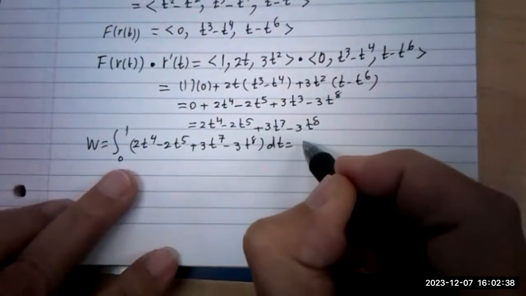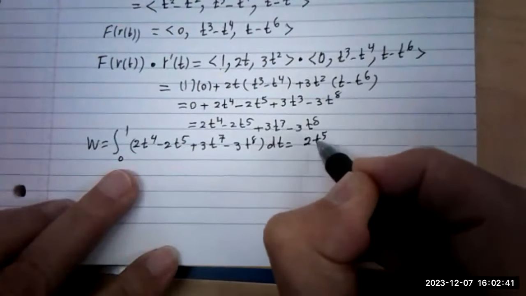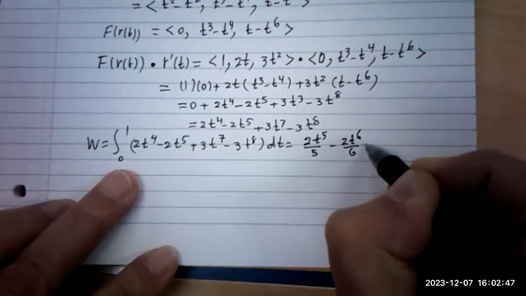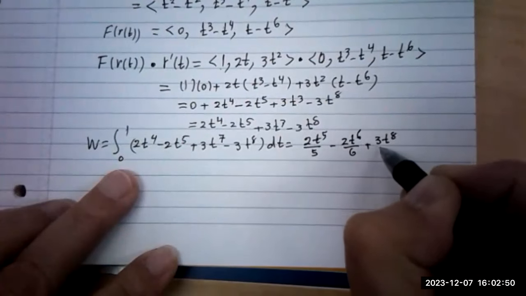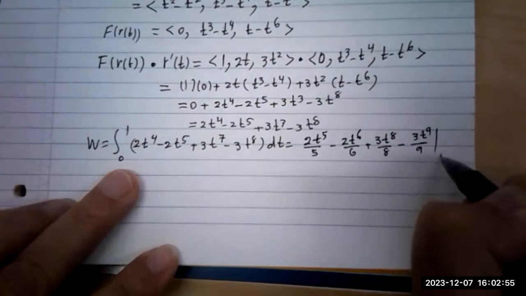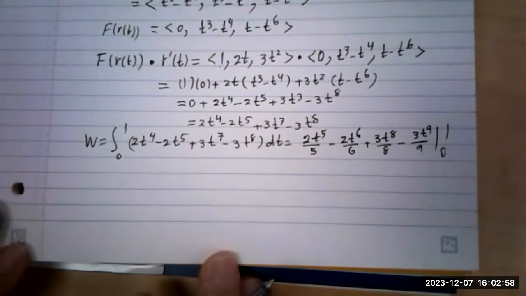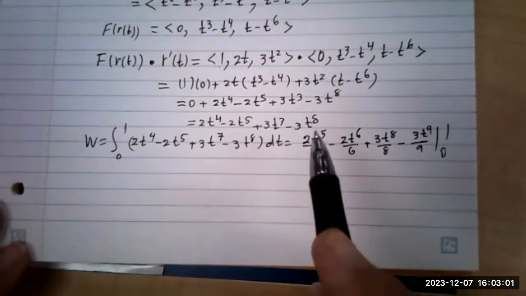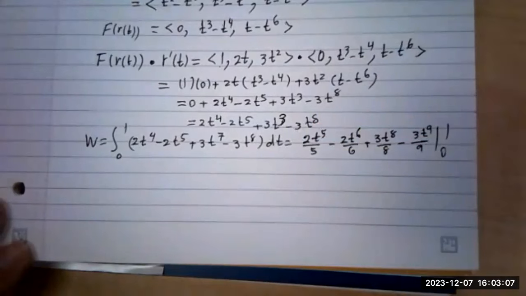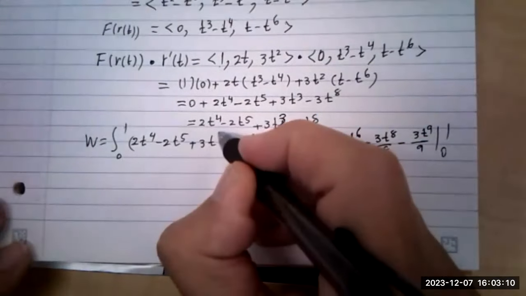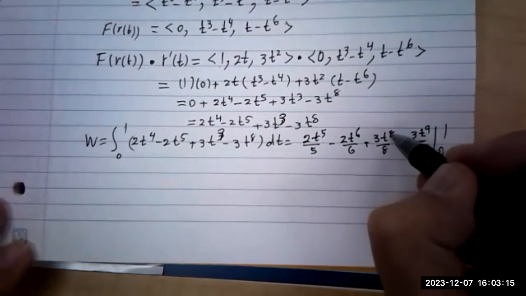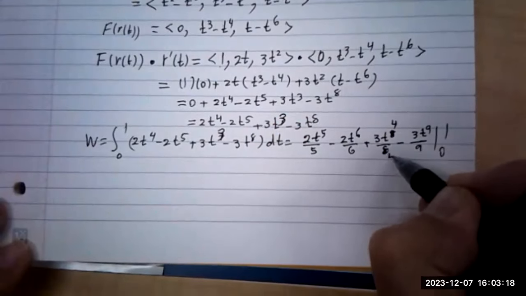Okay, so the first one would be what? The first one would be 2t to the 5th over 5. Next one would be 2t to the 6th over 6, then 3t to the 8th over 8, minus 3t to the 9th over 9, to be evaluated from 0 to 1. Professor, where's the 3t to the 7th coming from? I'm sorry, that's a cube. That's a cube, so it's going to be 4, okay? 1, 2, 3, 4. So that's a 4, and this is 4.